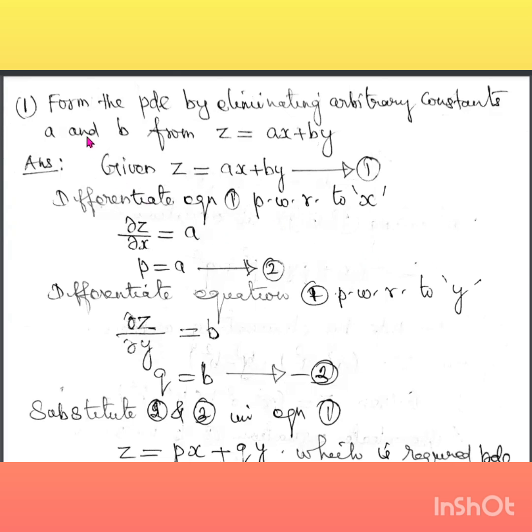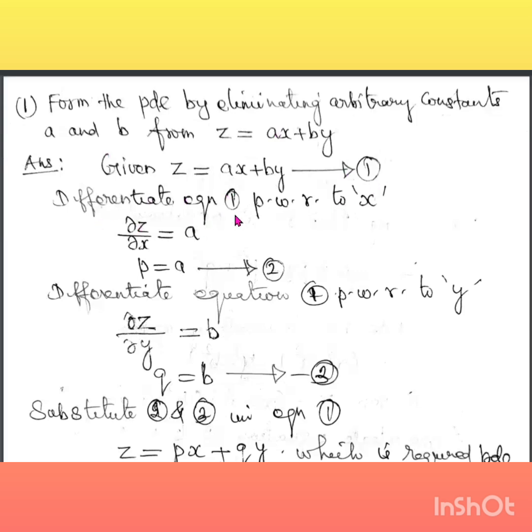So let us see some examples. Form the PDE by eliminating arbitrary constants a and b from z is equal to ax plus by. Given z is equal to ax plus by, take this as equation number 1.